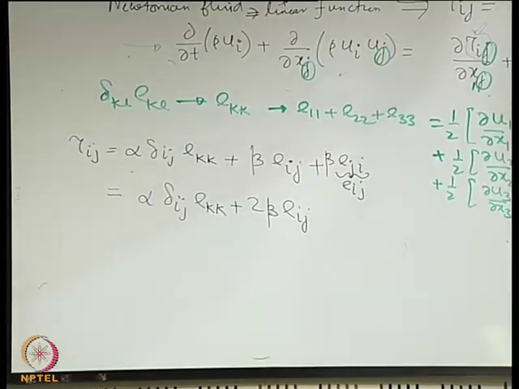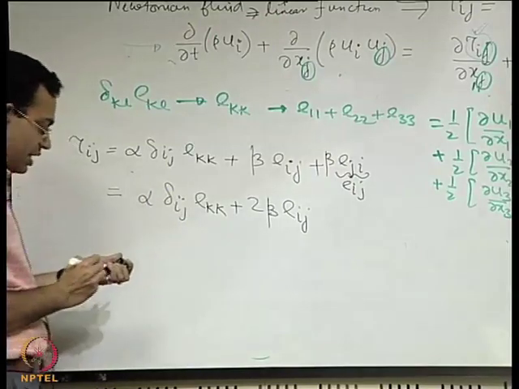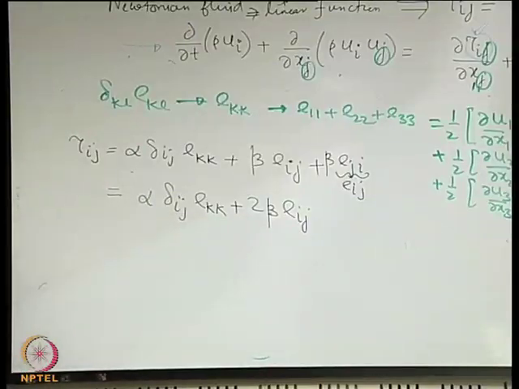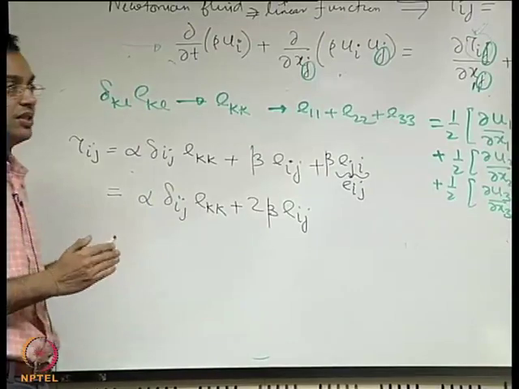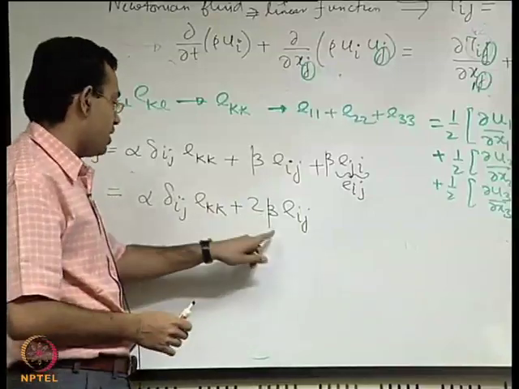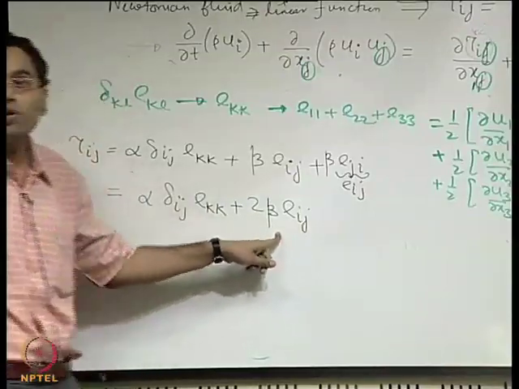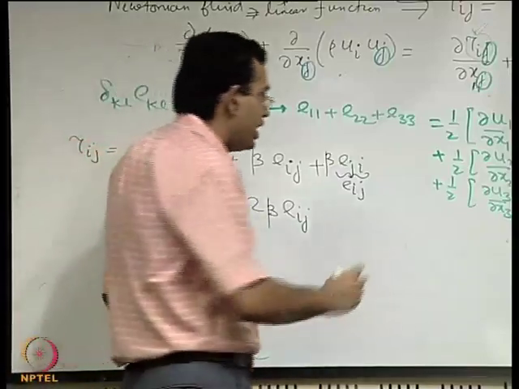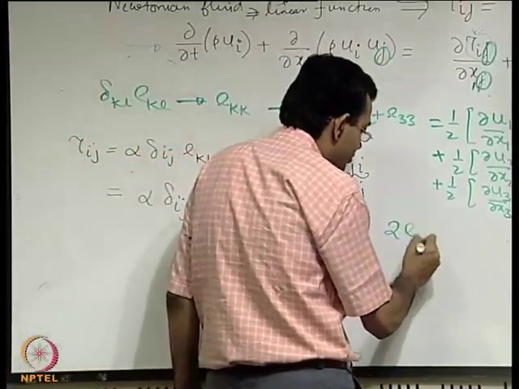Now, the question is how physically we may relate these coefficients alpha and beta. To do that, we should understand one very important thing, where the effects of these come from. First, let us say you have beta. So, where is the effect of beta coming from? Let us write what is 2 e ij. So, what is 2 e ij?